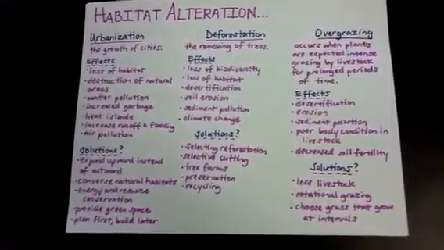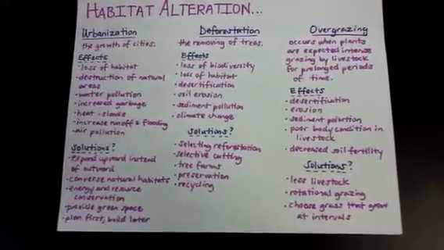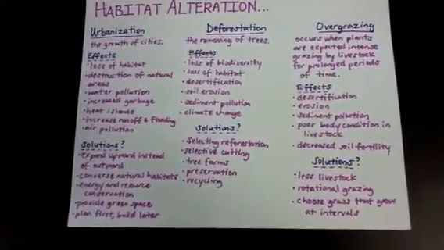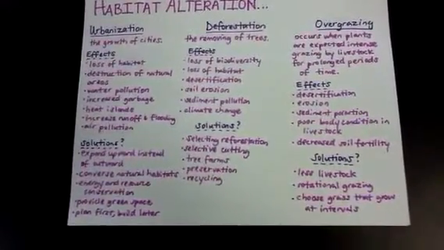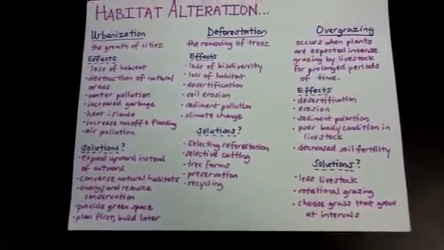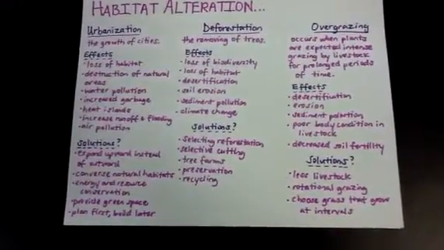Deforestation is the removal of trees. Effects include loss of biodiversity, loss of habitat, desertification, soil erosion, sediment pollution, and climate change. And solutions include reforestation, selective cutting, tree farms, preservation, and recycling.